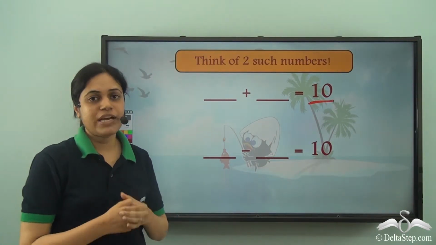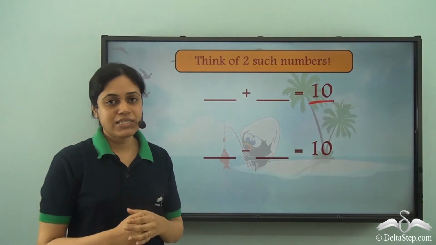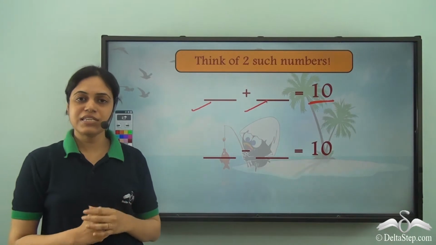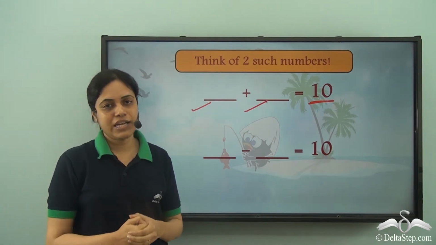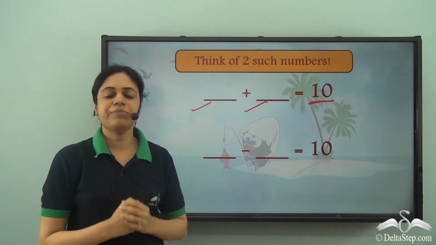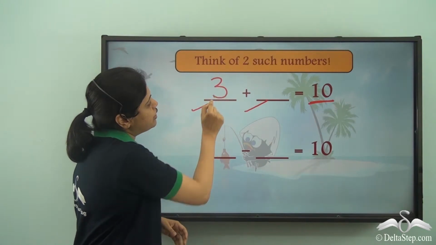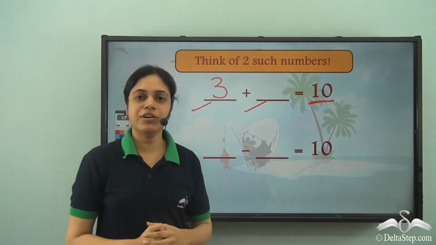Now I know that when we add, we get a larger number. So this 10 is greater than this number as well as this number. So take any number less than 10. So let me take 3. So suppose I have 3 here. Then what will I have over here?